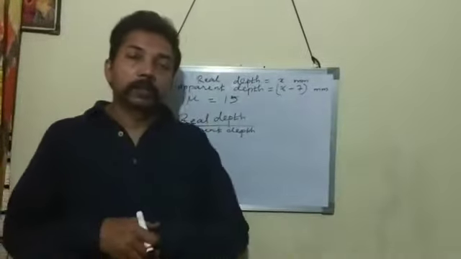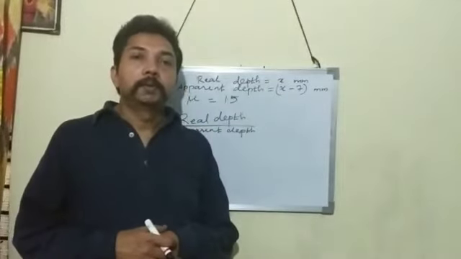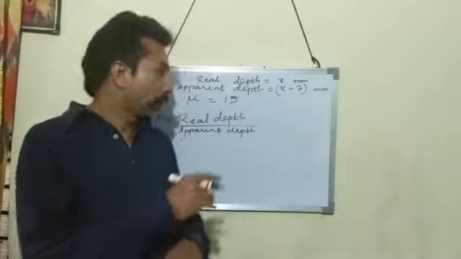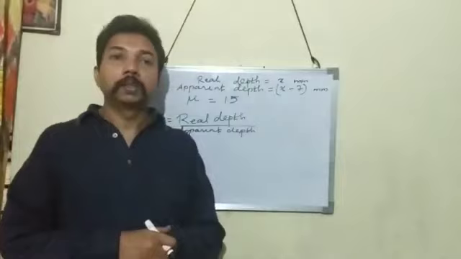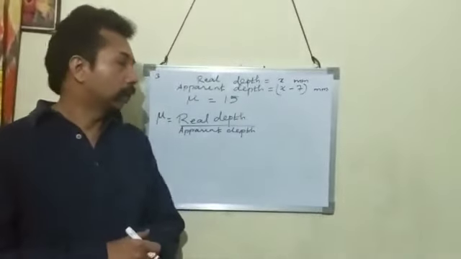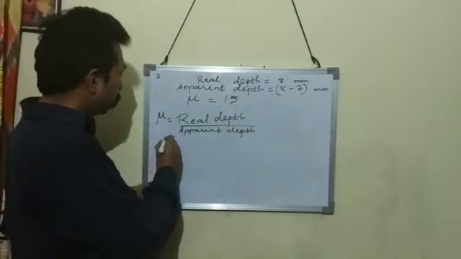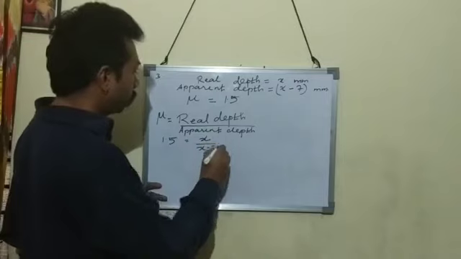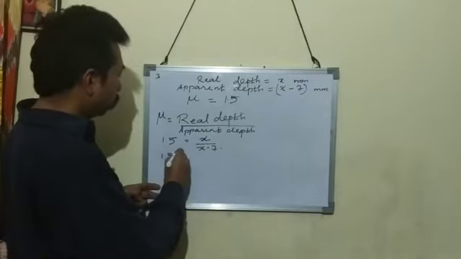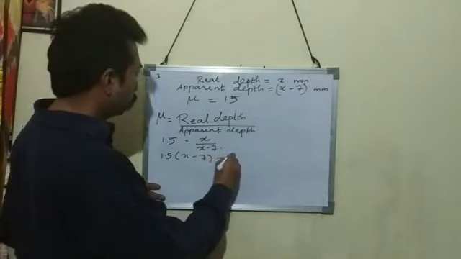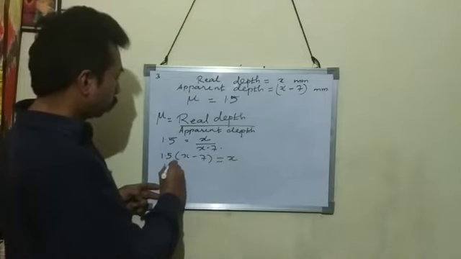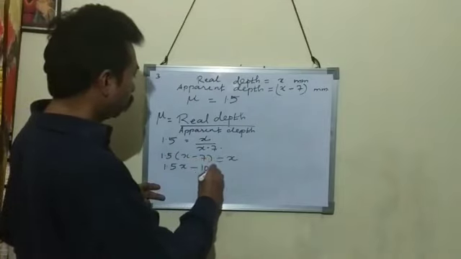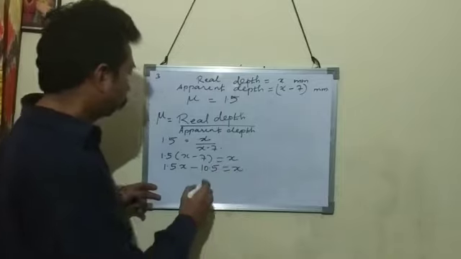Then refractive index is given as 1.5. So we have to find the real thickness. That means we have to find x. We write the formula of refractive index, which is equal to real thickness upon apparent thickness. Substituting, 1.5 is equal to x divided by x minus 7. Cross multiplying, 1.5 into x minus 7 is equal to x. 1.5x minus 1.5 into 7, which is 10.5, is equal to x.